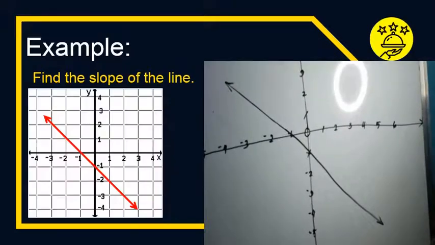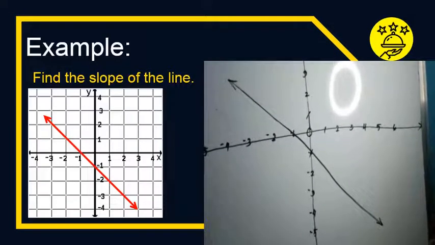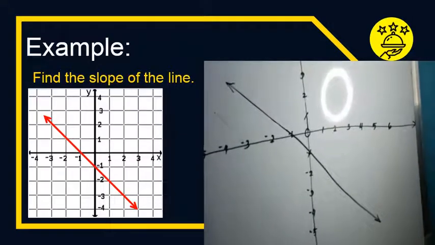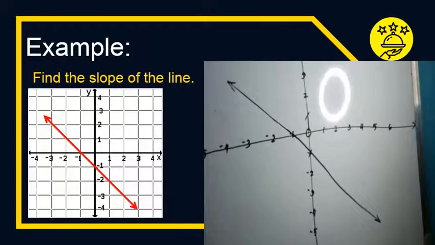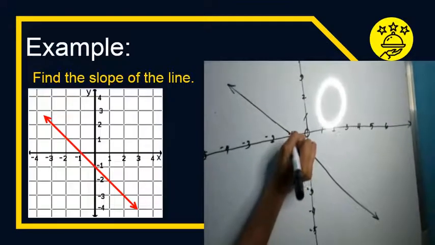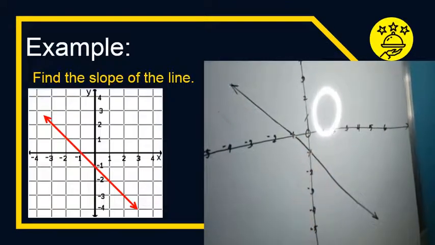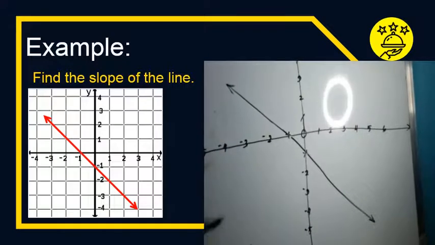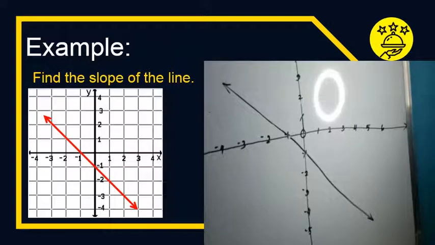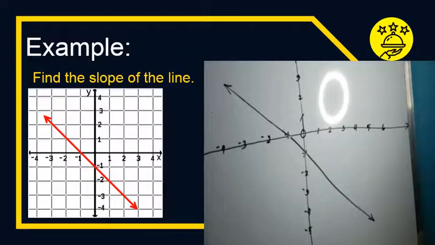So find the slope of the line. We have a given line. First, just find two points. You can choose any point on the line. So I have chosen the point here and the point here. Just plot the points, and you have the formula of the slope, m is equal to rise over run. Rise can be downward or upward, then the run is always to the right.